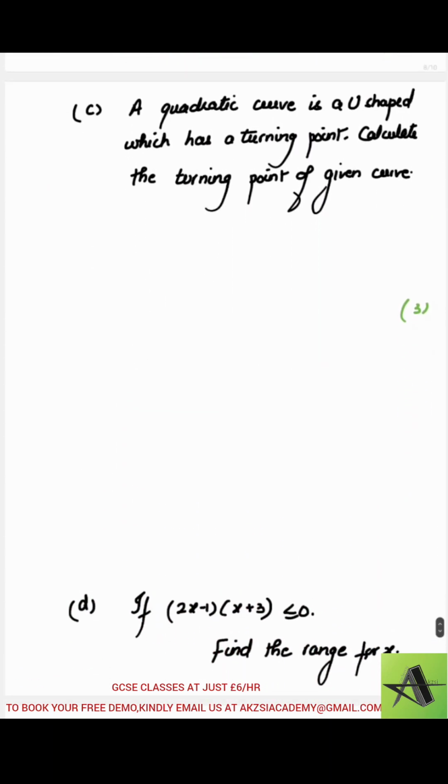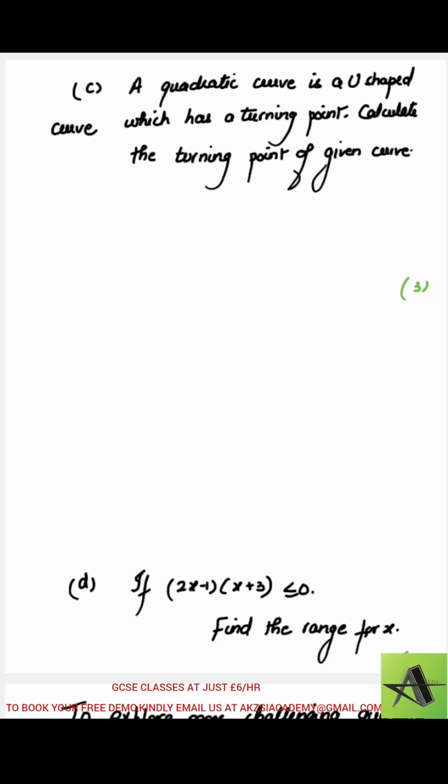A quadratic curve is a U-shaped curve which has a turning point. Calculate the turning point of this curve. Well, if you are aware of finding the turning point of a quadratic, then you can easily do it. And if you're not aware, you can visit my YouTube channel. The link I'm pasting in the description box. You can go through it and see how you can calculate the turning point. And also I'm here explaining it.